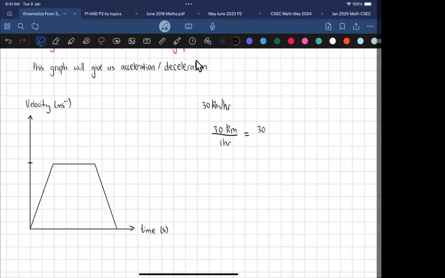3,000. Is it? No, it's 30,000. One kilometer is 1,000 meters, right? And how do we convert hours to seconds? Multiply by 60, so 60 minutes in an hour and 60 seconds in a minute. So 60 by 60 is 3,600. So plug that into the calculator and that'll be the equivalent speed in meters per second.